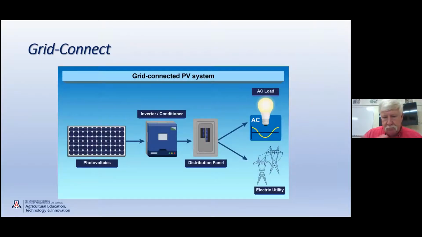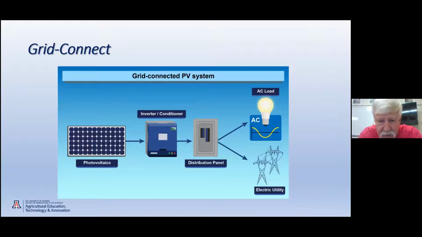The most prevalent system, or what we're going to see the most in Arizona, is our grid connected PV system. And this is what you're going to see on houses in your neighborhoods. Many of you may have a grid connected system. When you have a solar array on the roof, it's connected to an inverter or power conditioner, and that's changing that DC to AC current.